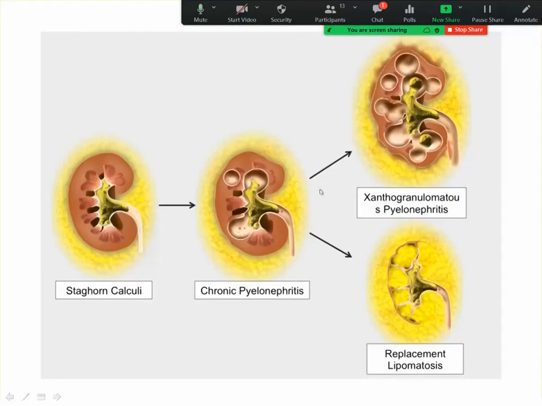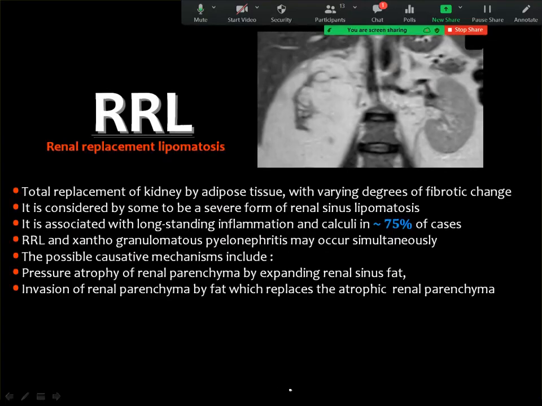Only you can see fat. And you remember, we have mentioned this before, that if you got a staghorn stone and you got obstructive changes in the kidney followed by infection and chronic pyelonephritic changes, which may proceed to xanthogranulomatous pyelonephritis, which is a variant of chronic pyelonephritis. And finally, the kidney may be replaced by fat, which is known as replacement lipomatosis. And this is the replacement lipomatosis. The kidney is replaced by fat.